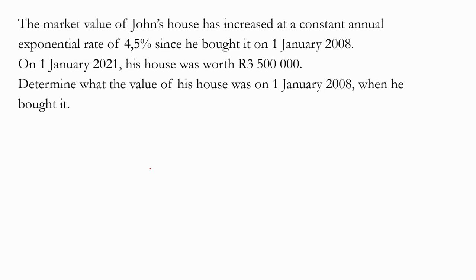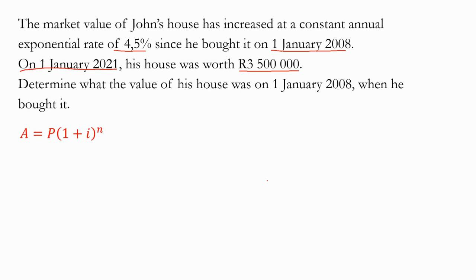We say that the market value of John's house has increased at a constant annual exponential rate of 4.5%. So it means I is 4.5%. And then our A was 3,500,000. And then N was the number of years between 1 January 2008 and 1 January 2021, which was 13 years, and we're looking for P. Okay, that's what we did in question 7a. So this is how we got our answer for 7a.